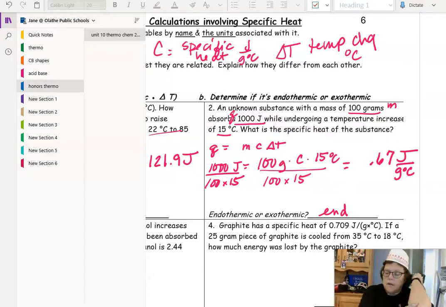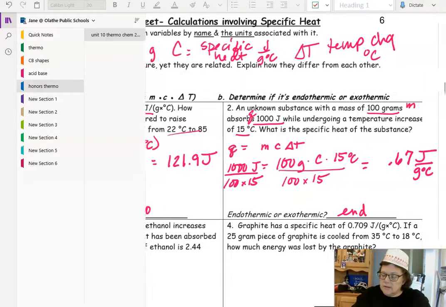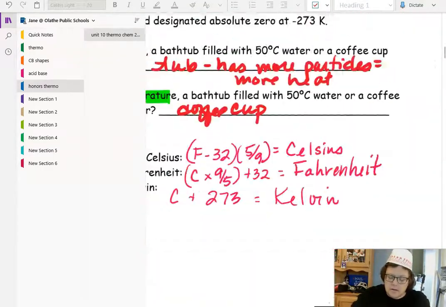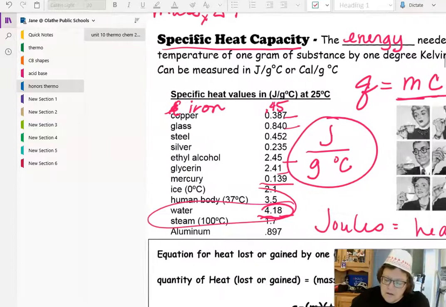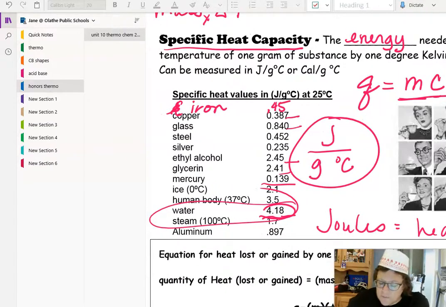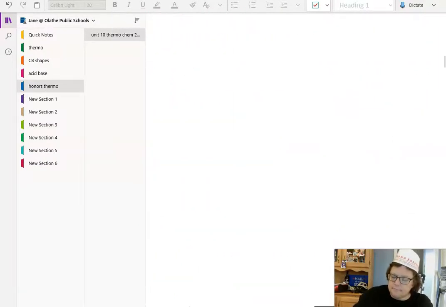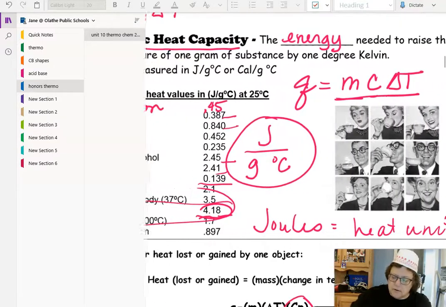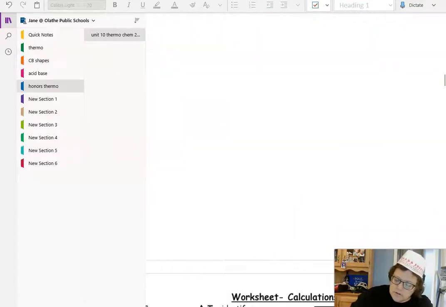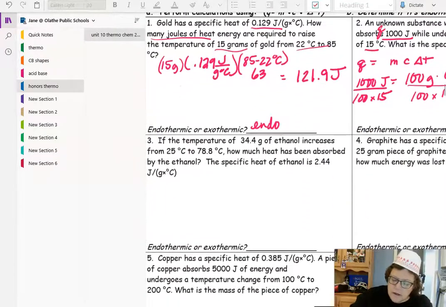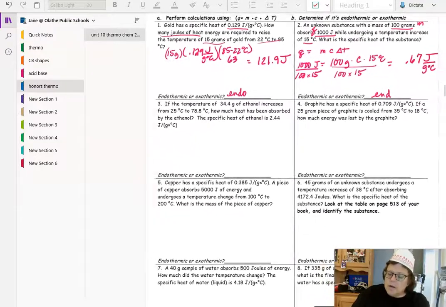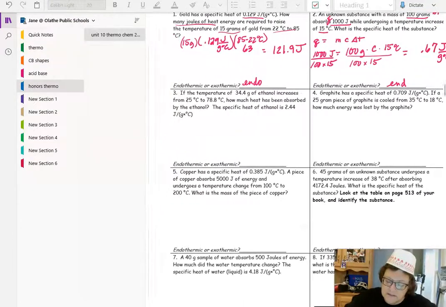Okay, what is that substance? Let's see if we have it on here. 0.67. We don't have one that's 0.67, so it's a mystery. Oh well. And I don't feel like looking it up right now, so we're not going to. You can if you want to. All right. The rest of these should go pretty much as listed.